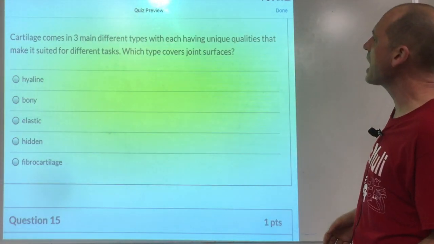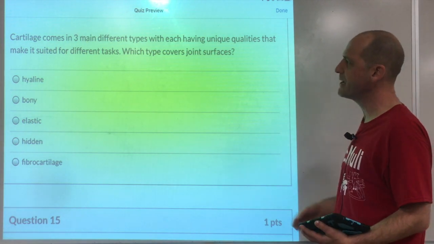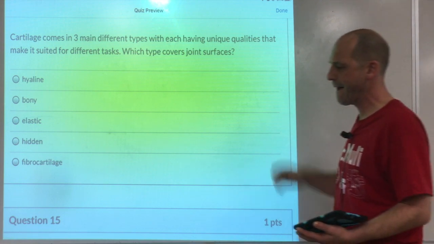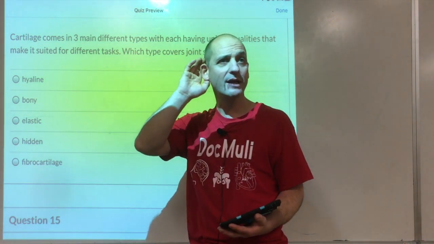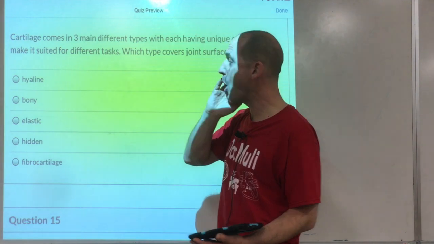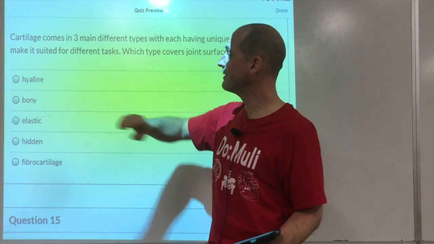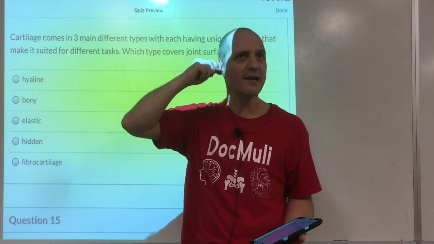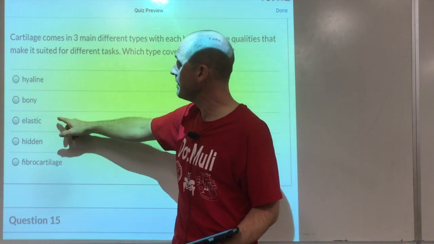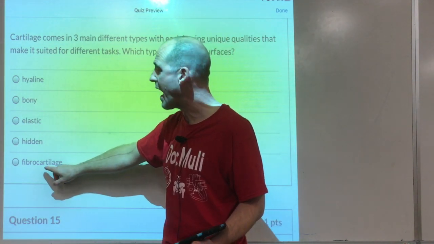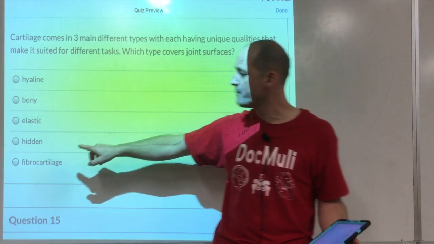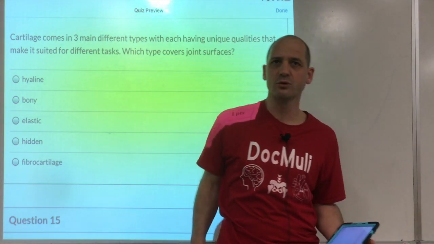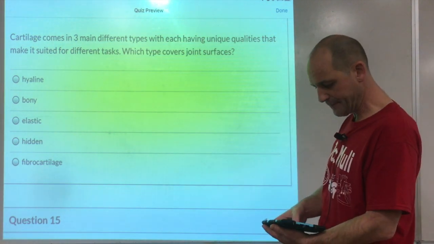Cartilage comes in 3 different types, with each having unique qualities that make it suited for different tasks. Which type covers joint surfaces? Hyaline? Elastic? Bony? Which one? Hyaline. The other one is elastic, that's you think of your ear. You can bend it, it comes back to its original shape, even though your grandma told you not to do that. And then fibrocartilage, and you think of the meniscus in the knee or discs in the back. Those are the 2 main examples for that.